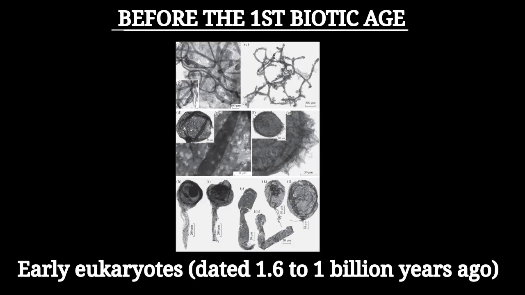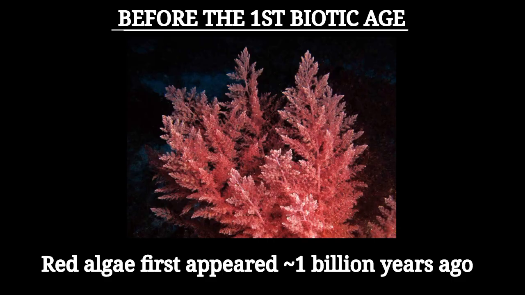For billions of years, there was no life form on Earth larger than a single cell. Multi-celled life seems to have first appeared around 1 billion years ago. The first fossils of red algae date to around that time.